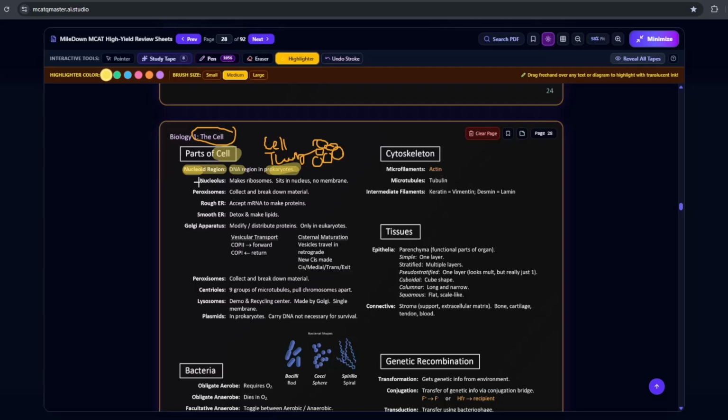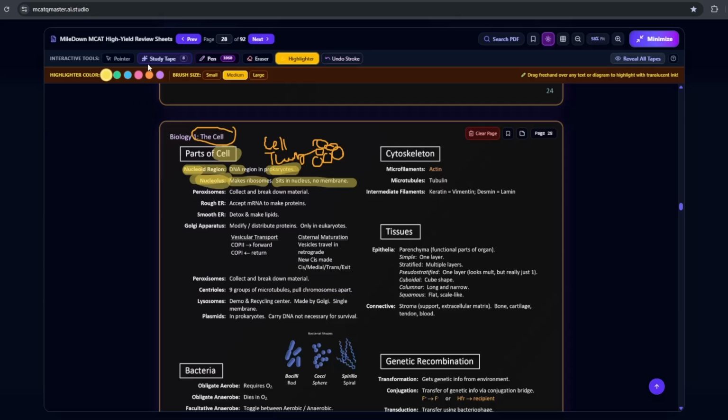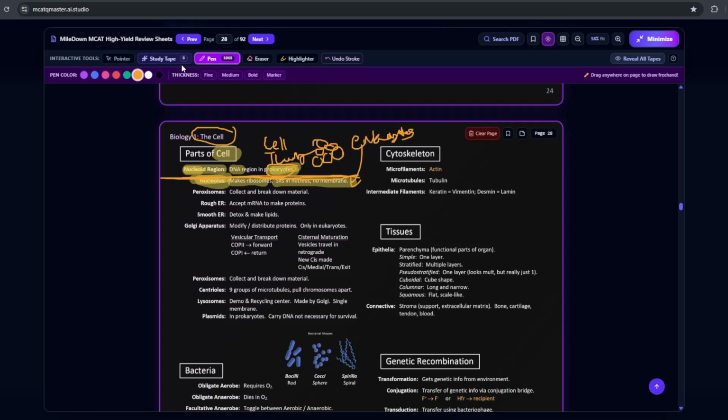but then the nucleolus makes ribosomes, sits in the nucleus, but it has no membrane. So that's in your eukaryote, your nucleolus. So this and this are part of 2 different types of cells, right? This is for the prokaryotes, and this is for the eukaryotes. I don't know why they didn't write that, but it's something you should know.